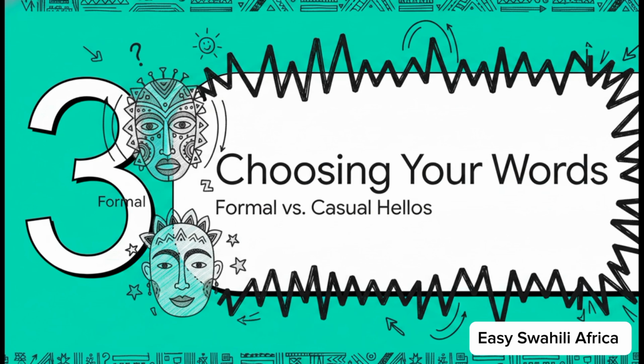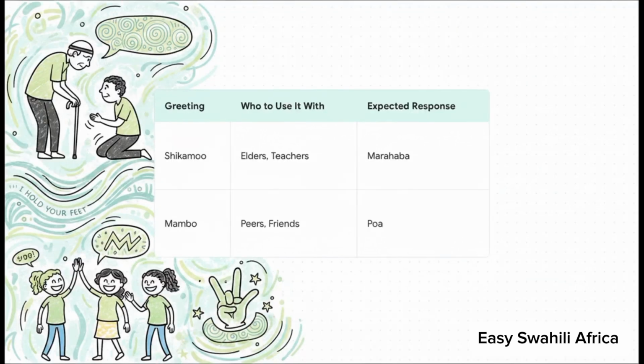Swahili has different greetings for different situations, and it's all about showing the right level of respect. This little table is your cheat sheet. For elders, or really anyone in a position of authority, you're going to use shikamoo. It's a very respectful greeting. The person you're greeting will then respond with marahaba. Now, for people your own age or younger, you can use the much more casual mambo, which is kind of like saying, "What's up?" And the typical response you'll get back is poa, which just means cool.